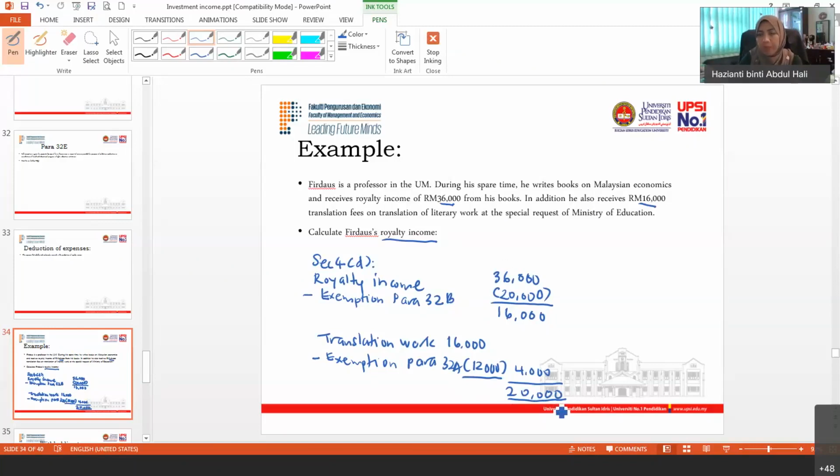Can? So whenever you have different types of royalty income, this is how you should present your answer. So for example here, he writes books. So books under paragraph 32B, he gets exemption of 20,000. And for translation work, he gets exemption of 12,000. So altogether the royalty income that will be taxed is 20,000.